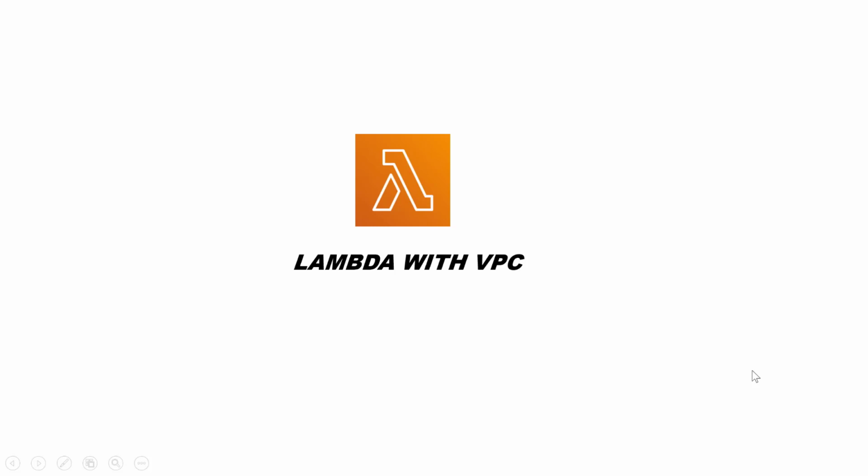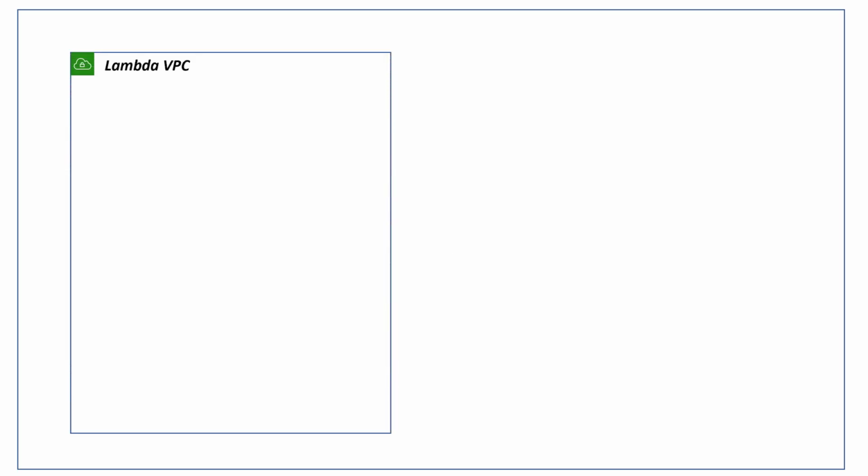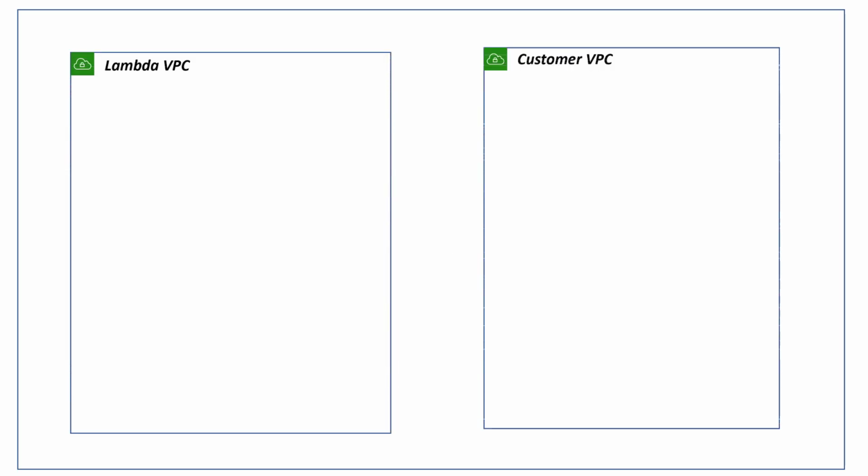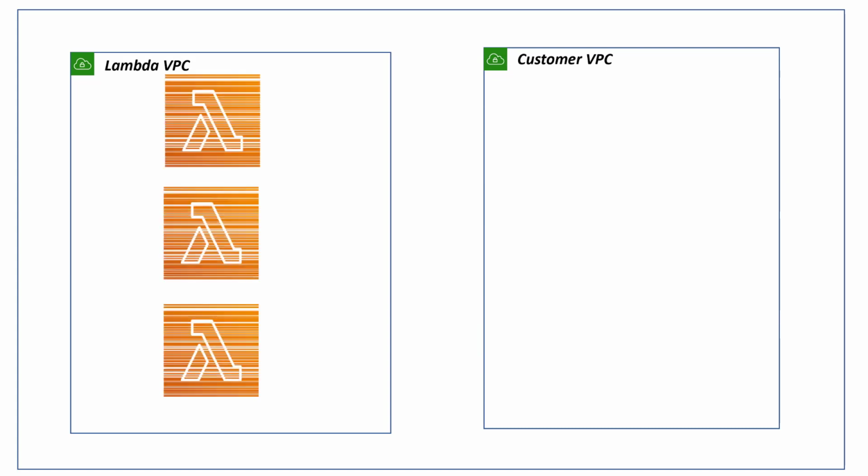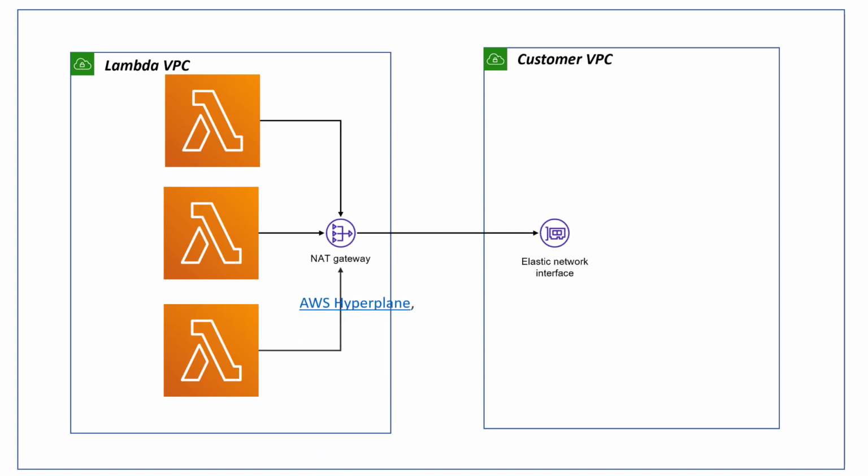Hello folks, this is going to be a lecture on Lambda and its relationship with your custom VPC. Whenever you create a Lambda, the Lambda is actually created in a different VPC. It's basically a VPC that is owned by AWS itself. If that particular VPC has to connect with your custom VPC, then what actually happens in the background is that there is a NAT gateway created in the Lambda VPC, and that NAT gateway is connected to an Elastic Network Interface in your custom VPC. And that particular ENI can be used to connect to your particular private IP address.